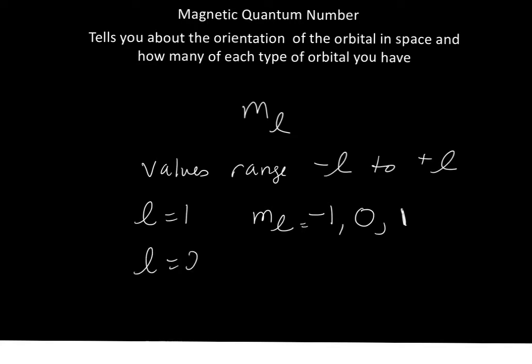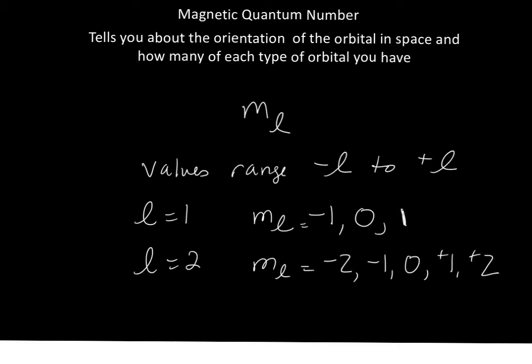If L is equal to 2, your M sub L values, we start at negative L, so we'd start at negative 2, and then we'd go to negative 1, 0, positive 1, and positive 2. So in order to determine your M sub L value, you have to know what L is, just like the L value depended on N. So again, just integer values from negative L to positive L are the rules for M sub L.